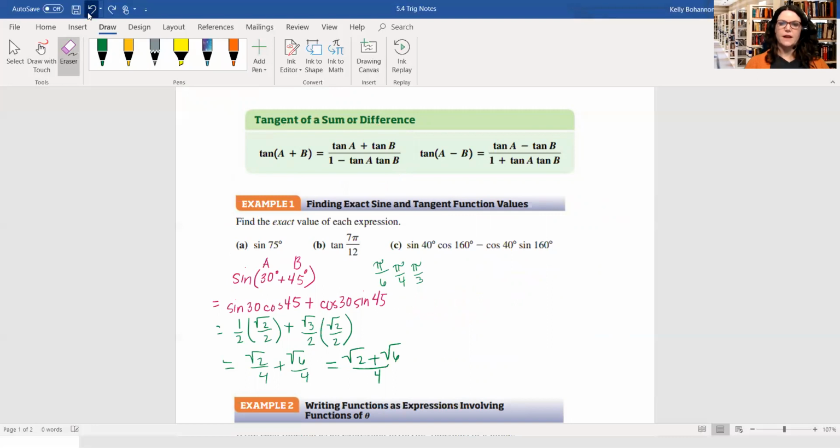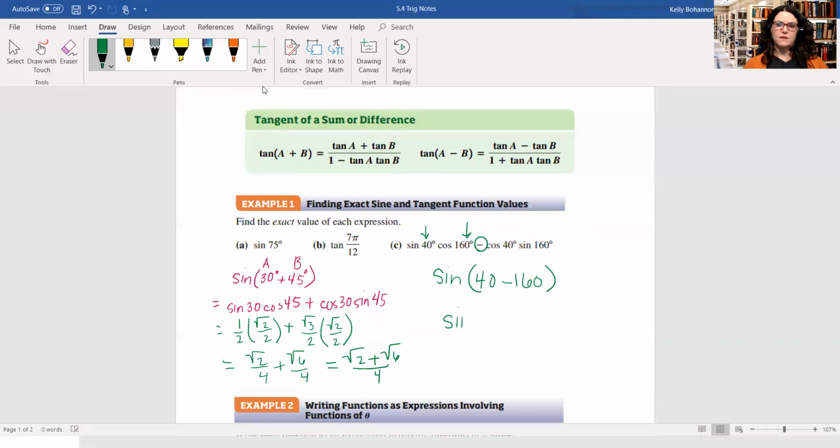All right, so if I look at it, it's the sum difference identity, because remember, they have the same sign as what they started with. So if I look at this the way it's written, I don't know what sine of 40 is, and I don't know what cosine of 160 is. But if I were to rewrite this as sine of 40 minus 160, then that gives me sine of negative 120.